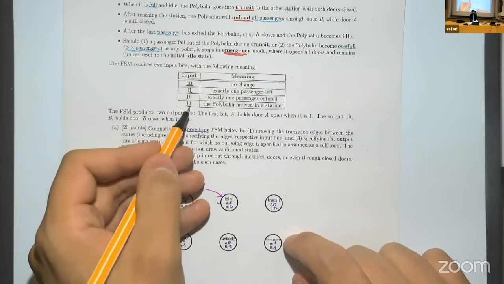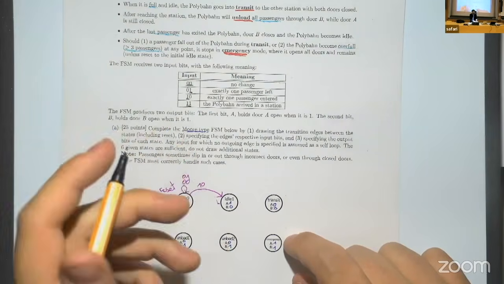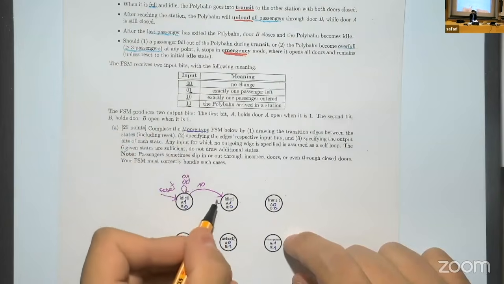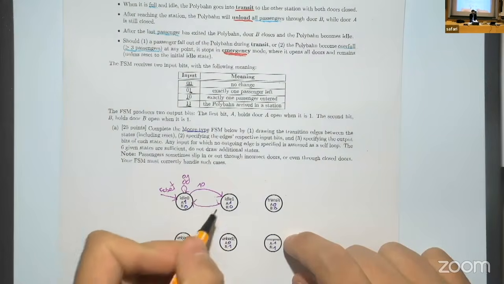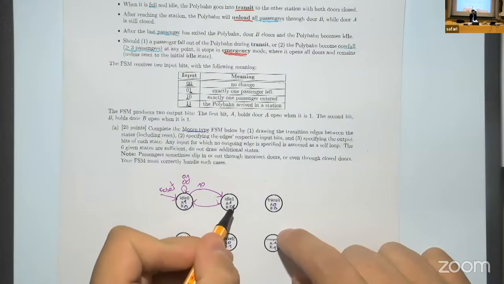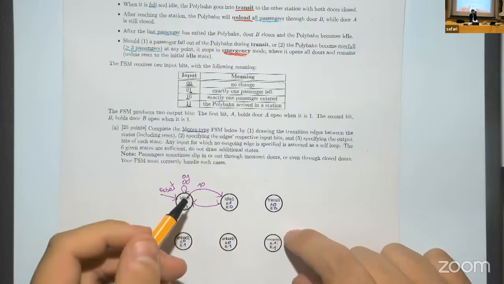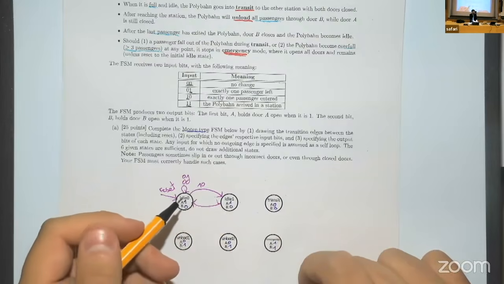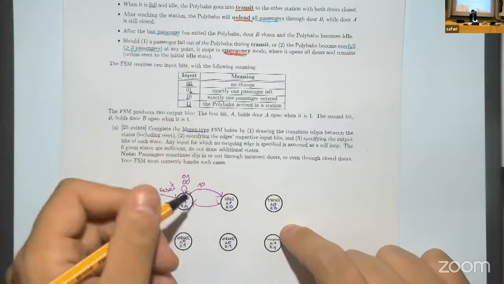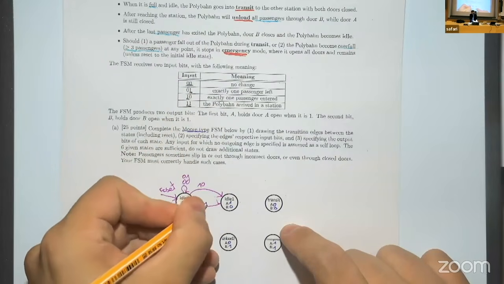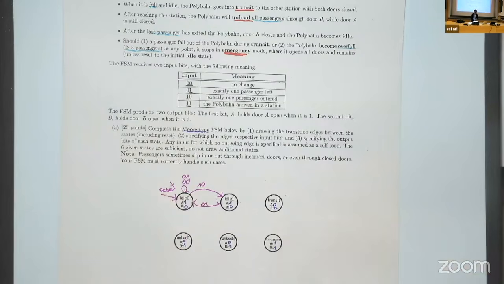If the polygon was idle and it arrives at the station, that's also kind of a nonsense edge. So let's leave that open as well and assume it's a self loop. If you're in idle 1, so we currently have 1 passenger, we could still have a passenger leave, right? So let's see, input 0, 1, exactly 1 passenger left. Then we would go back to being idle and having 0 passengers.